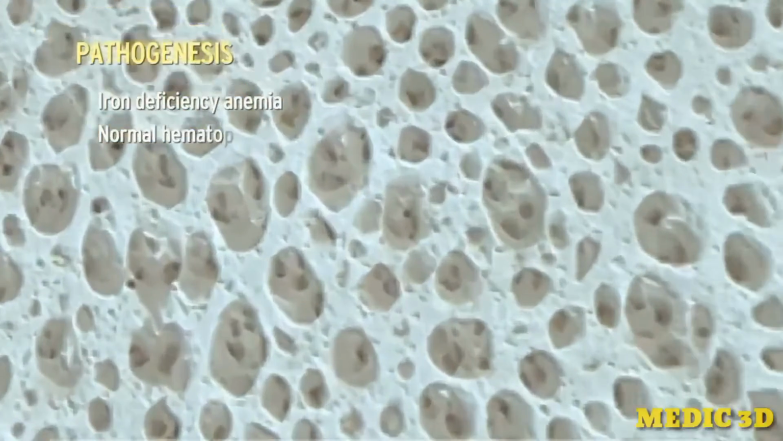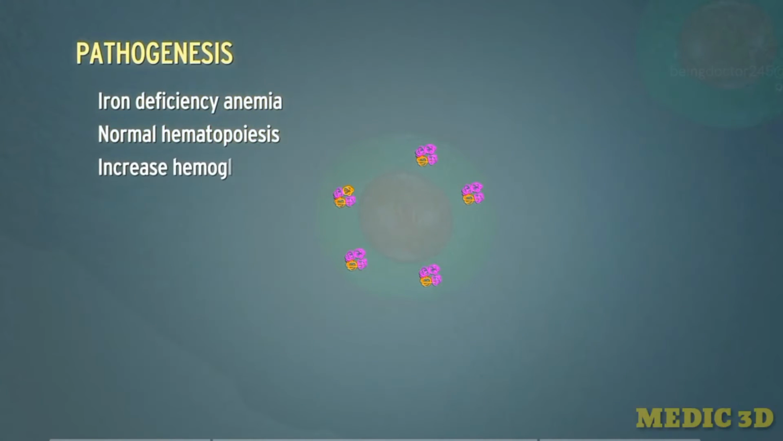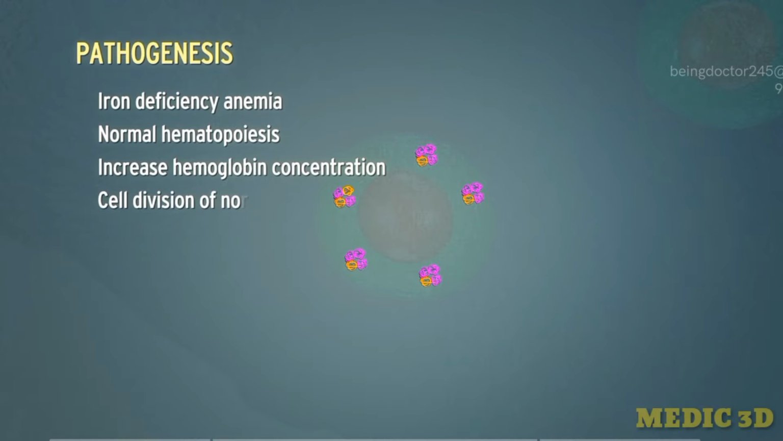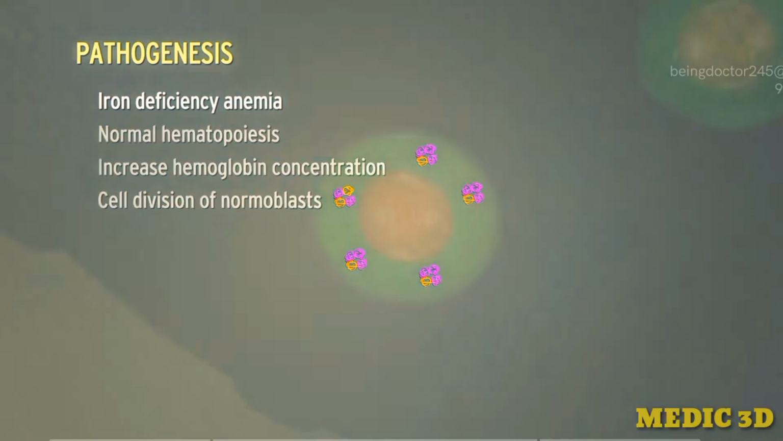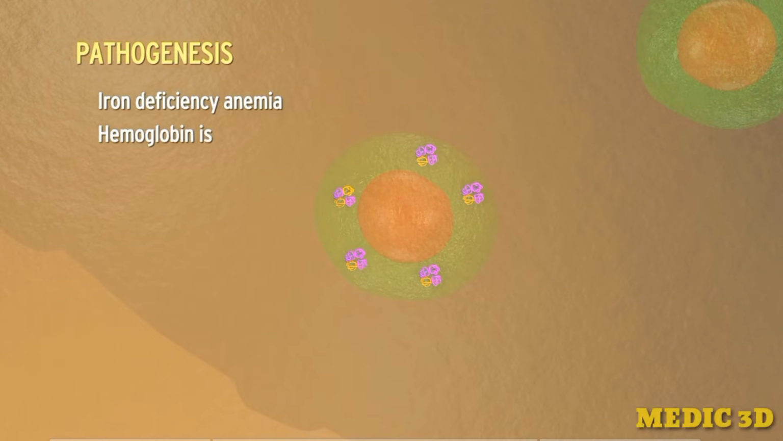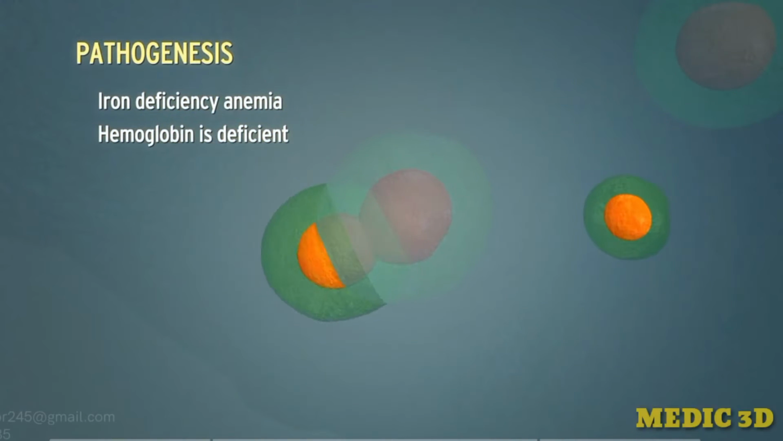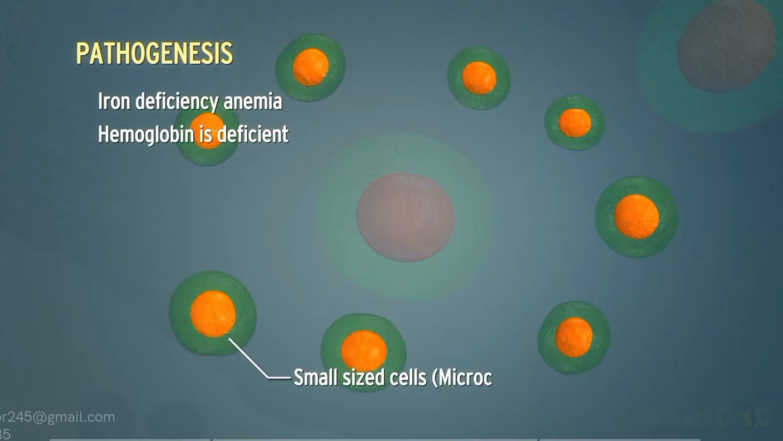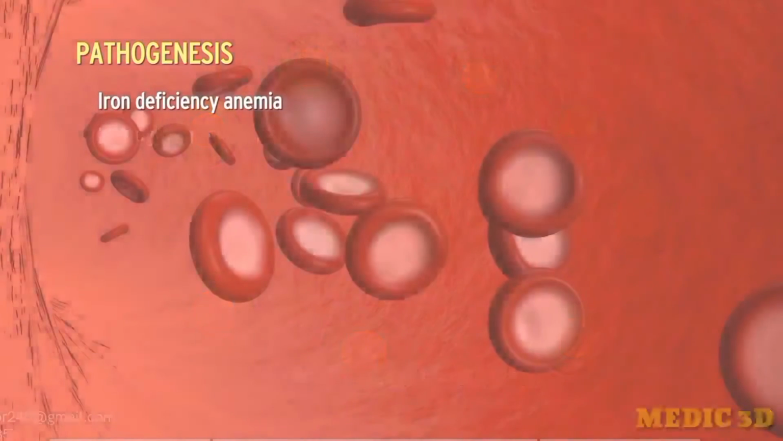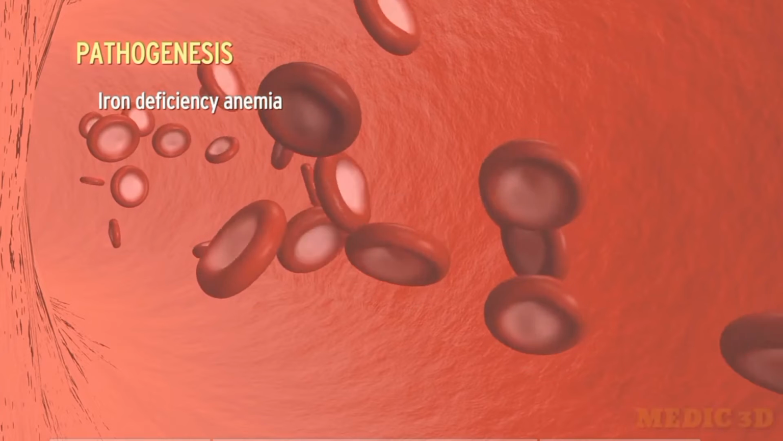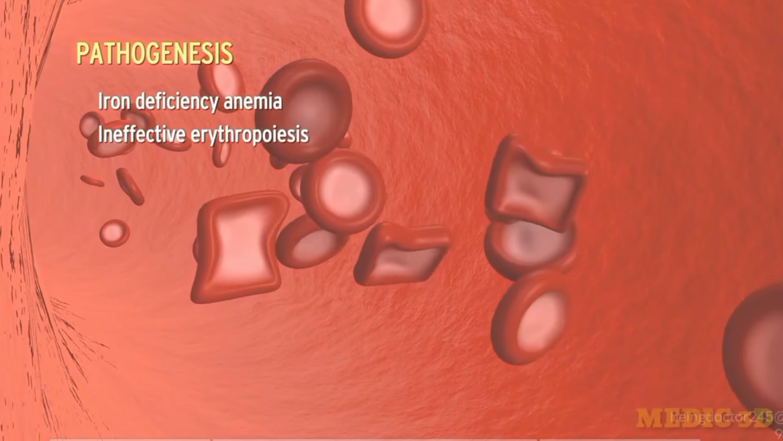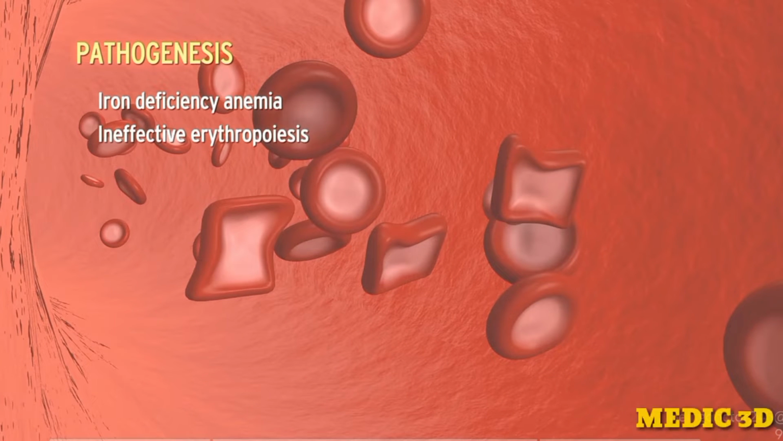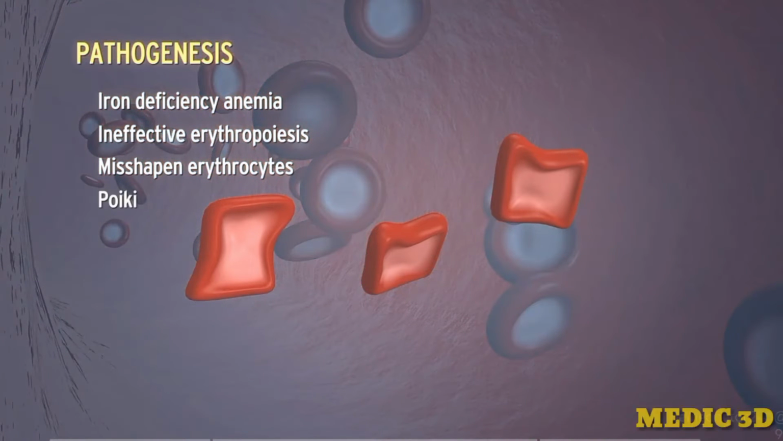During normal hematopoiesis, an increased hemoglobin concentration in cells inhibits the cell division of normoblasts. But once hemoglobin is deficient, cell division continues, resulting in small-sized cells, that is microcytes. In severe cases, due to ineffective erythropoiesis, it is not uncommon to find misshapen erythrocytes termed as poikilocytes.